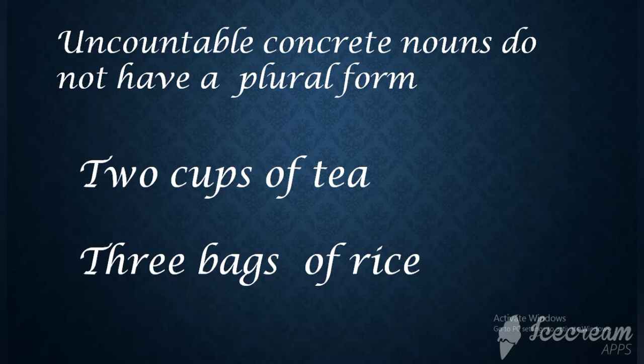We cannot add teas. We just say how many cups, and we cannot say the plural form of tea. Then 3 bags of rice. Can we count rice? No, right? So how can we count the rice? 1 bag, 2 bags, or 1 sack, 3 sacks of rice. Like that only we can count, but we cannot particularly count the rice. For these uncountable concrete nouns, we should not add rices or teas. There is no plural form for tea, rice, etc.